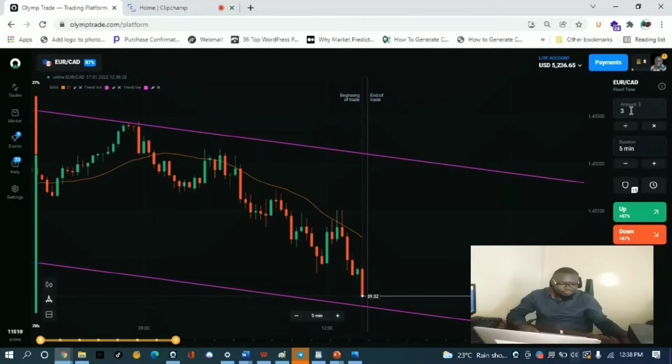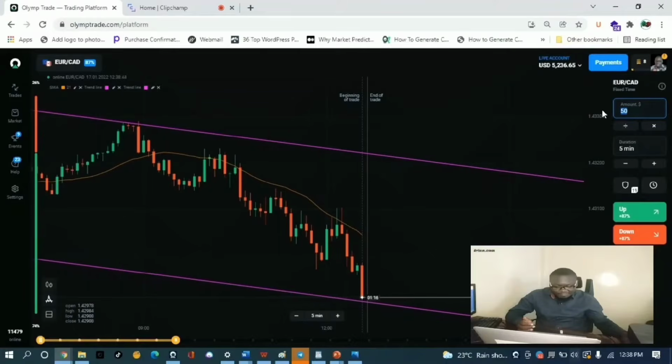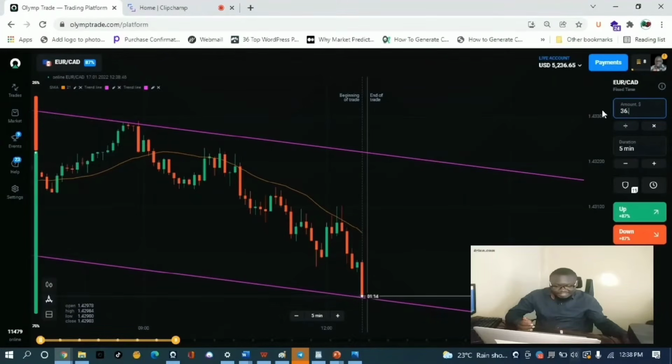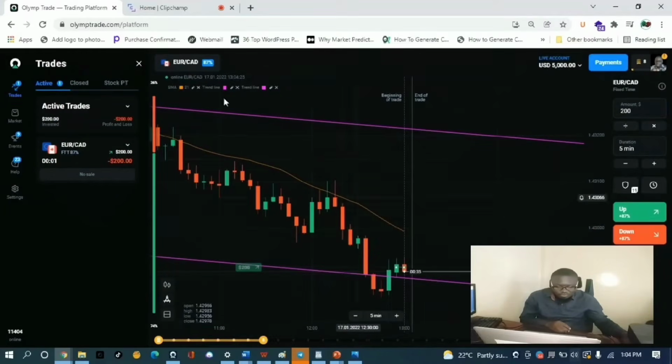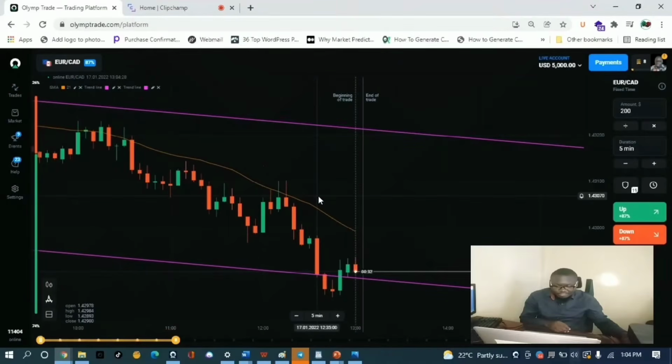In the meantime, if you are trading with Olymp Trade, go ahead and make sure that you set your trading amount. Normally I trade with $50 onwards. My current account balance is at $5,236, so let's give it $36.65 for this first trade, and the trade duration we will do 5 to 10 minutes. So now let's see what's going to happen next.